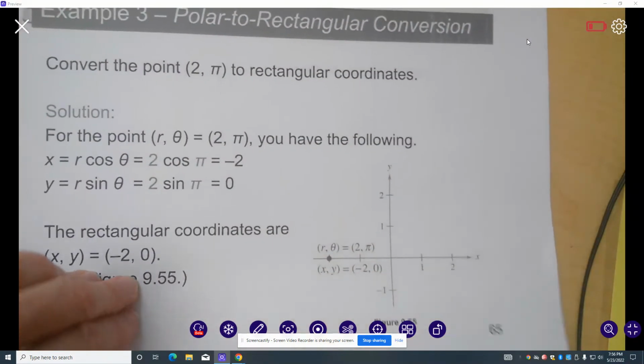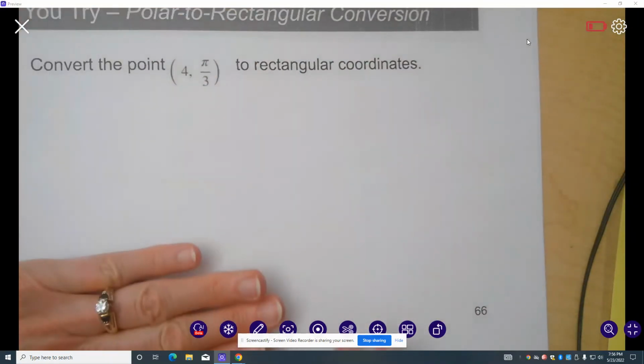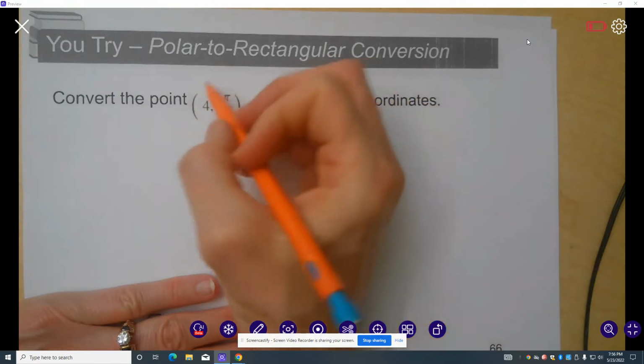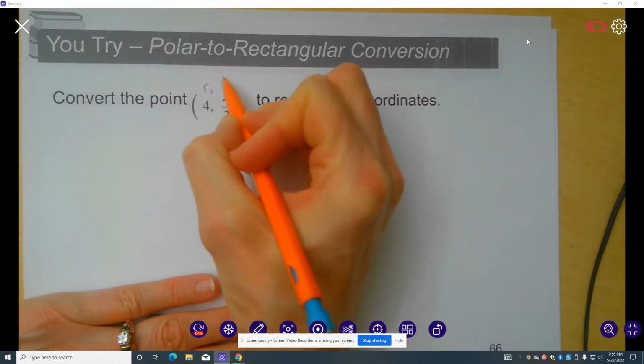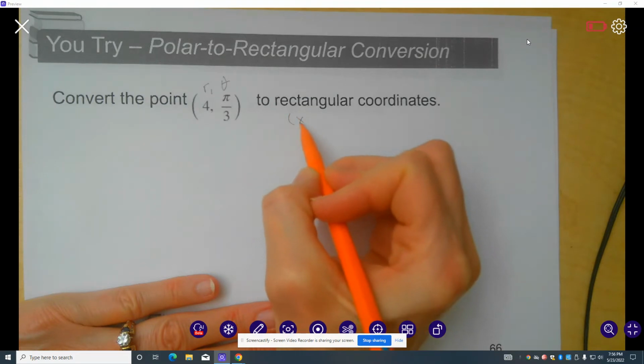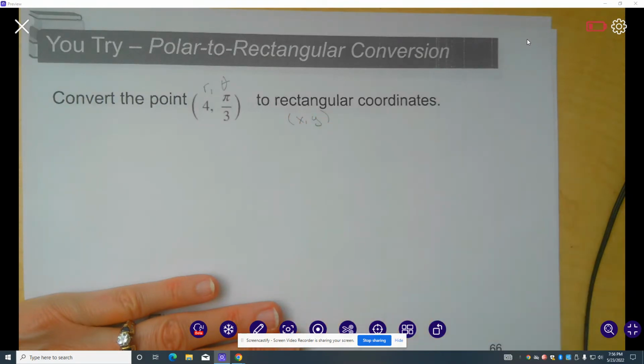Okay, that's the answer. We do not need that. This is one for you to try. So pause the video. This is polar, so this is your r, this is your theta. Practice converting that into an xy.